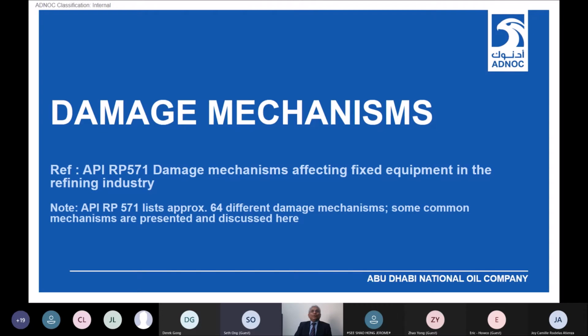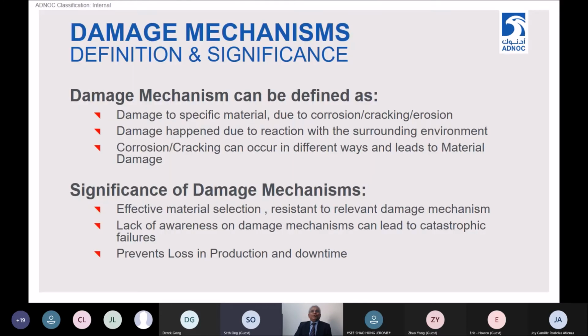Damage mechanisms. I'm not going to go through everything, just to tell you here that API RP 571 deals with most of the damage mechanisms that affect fixed equipment in the refining industries. We use this as a reference for upstream oil and gas design as well, to the extent that it can be. We understand some very important aspects and use it in our design for corrosion control philosophies.